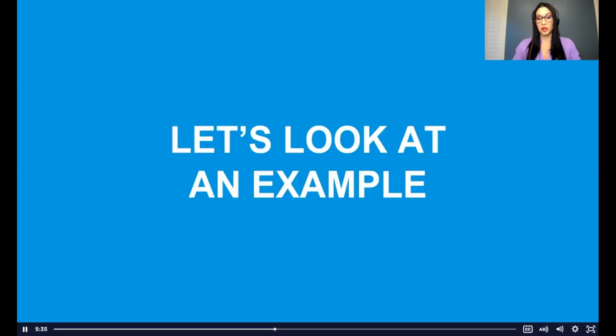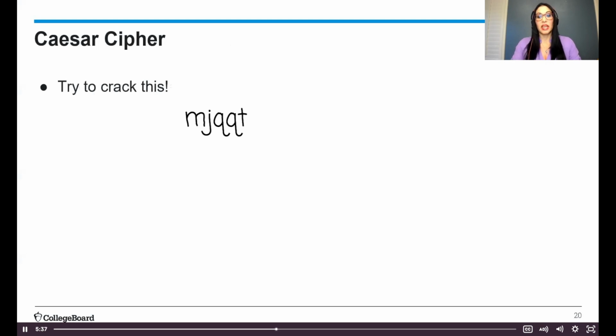Let's look at an example. Here we see an example of a Caesar cipher. So if you want, pause the video and go ahead and give it a try. See if you can crack this encrypted message.